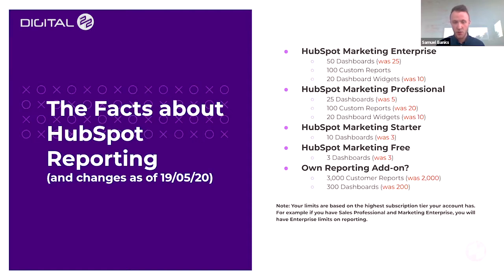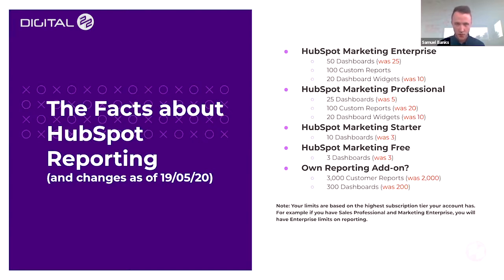And within that, you also get custom reports as well, which is just customized metrics that bring in data that aren't otherwise standardized by HubSpot. So you're combining different fields and data that you get. And there's been some vast increases on that, such as Professional going from 20 to 100, and the actual add-on itself going from 2,000 to 3,000.